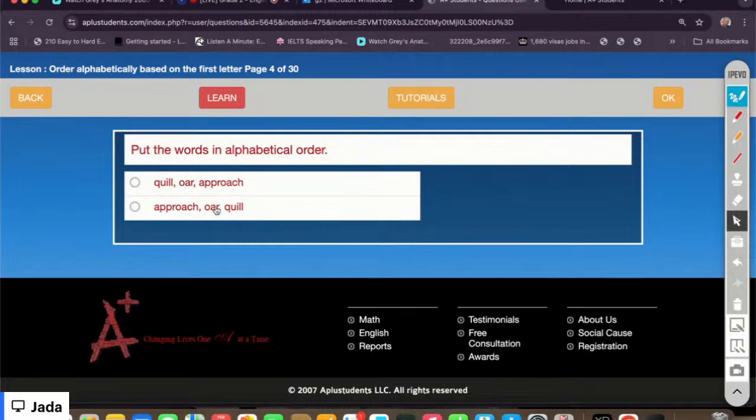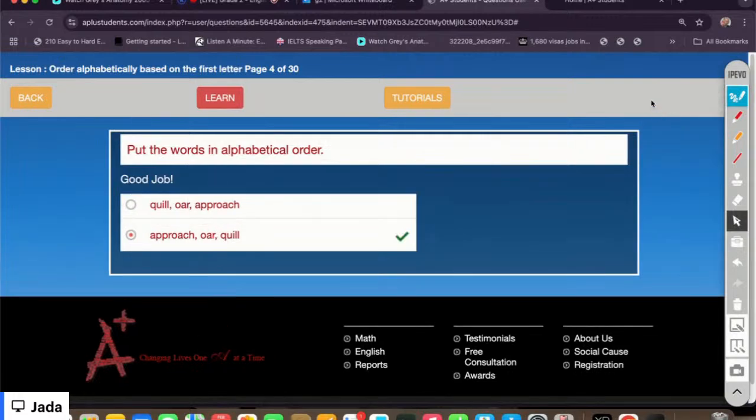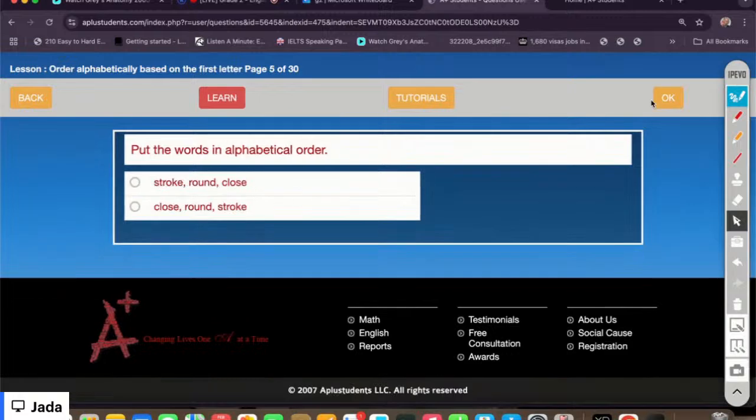Okay, so we have upward and then this one. All right. So we have stroke, round, and then close. What's the right order for this?